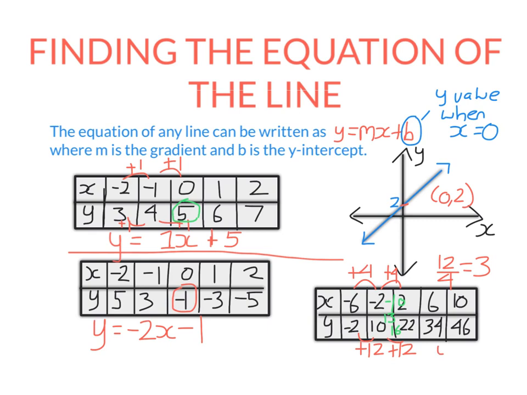So the equation is y equals gradient times x plus the y-intercept. So remember, the y-intercept is just the y value when x is 0. The gradient, which is the same as what we learned on the previous slide, it's rise over run. It is how much the y values are going up or down each time x values are going up by 1.